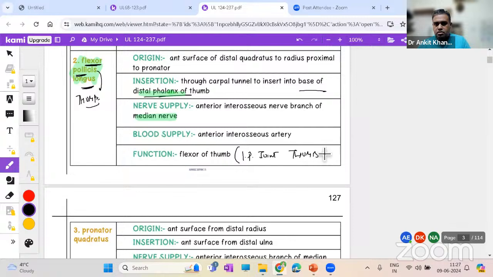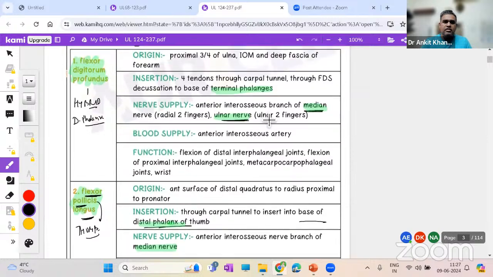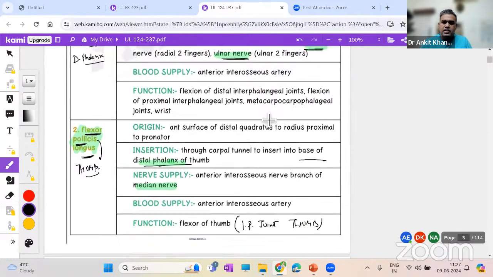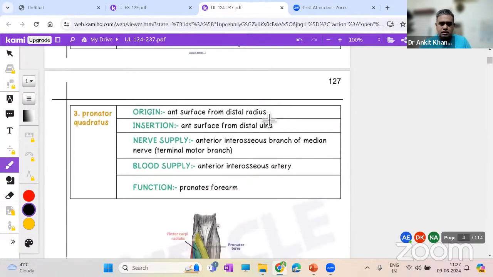So flexor of thumb would be a different thing. Flexor of thumb would simply be flexion of thumb. So to be more precise, it is flexor of the IP joint of thumb. That was the second deep muscle. So we had FDP first, FPL second, and third is pronator quadratus. Third muscle over here is pronator quadratus.